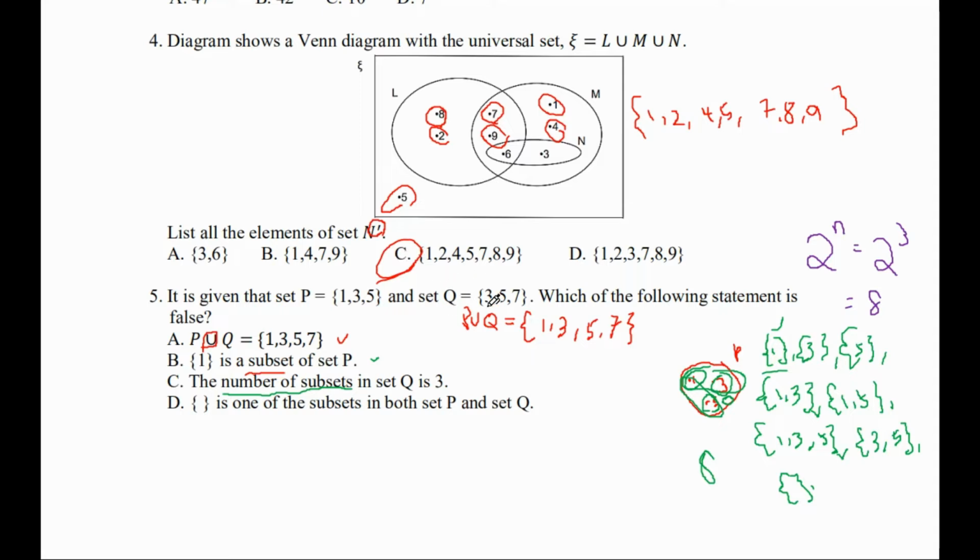Then how about for set Q? For set Q, I also have 3 numbers, 3 elements. So 2 to the power of 3, which is 8. So the number of subsets in set Q should be 8, not 3.